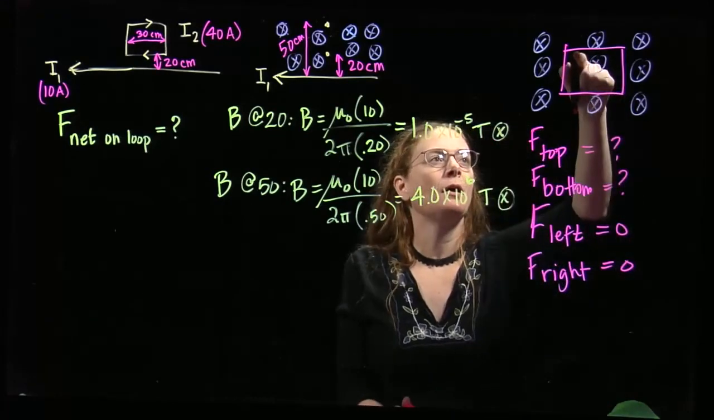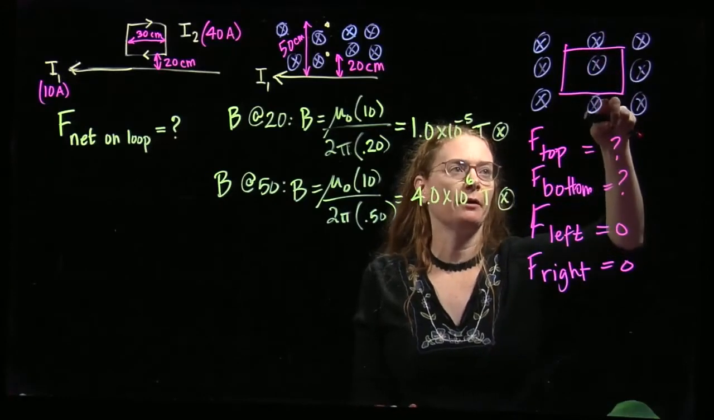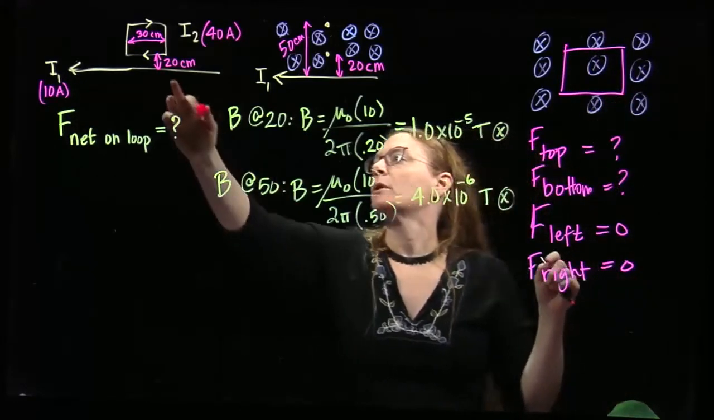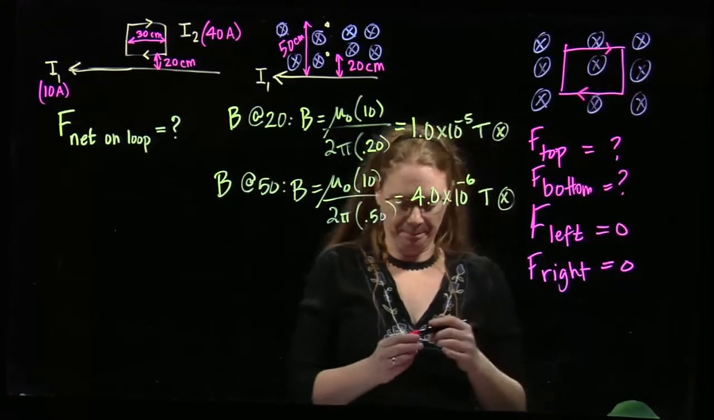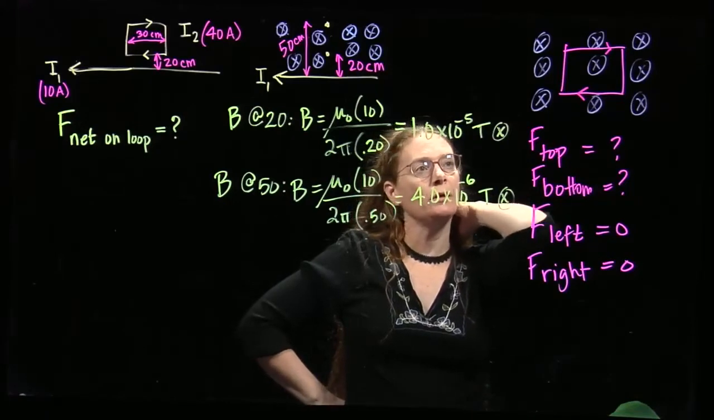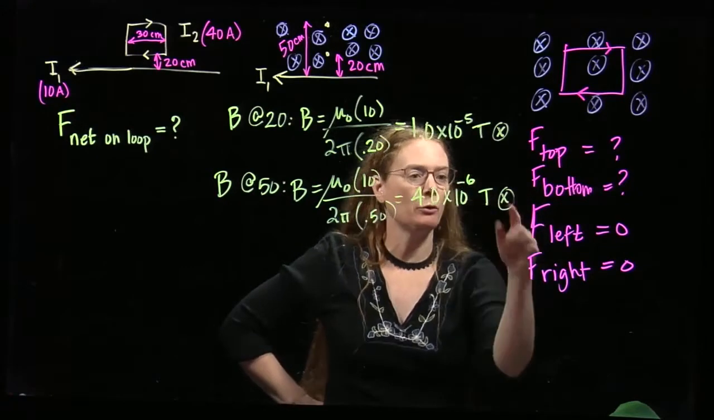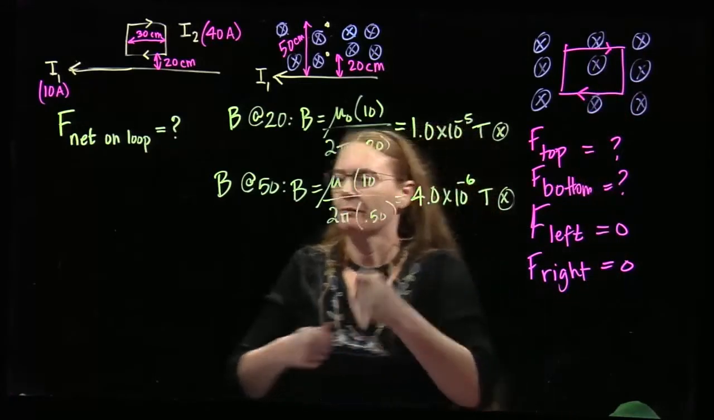There's a force of a current carrying wire in a magnetic field. What direction is the current? We're going this way and we're going that way. All right, so now what we do is we say, okay, let's calculate what the force is on top, what the force is on the bottom.